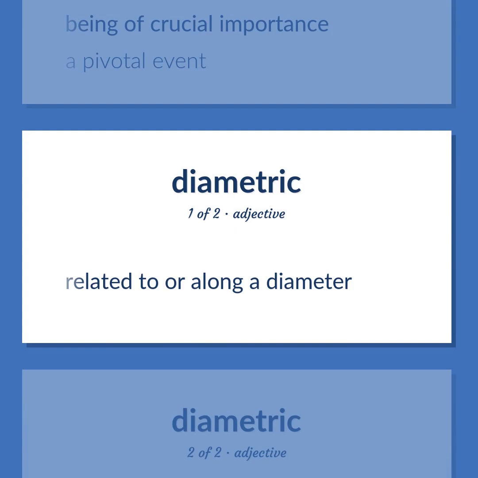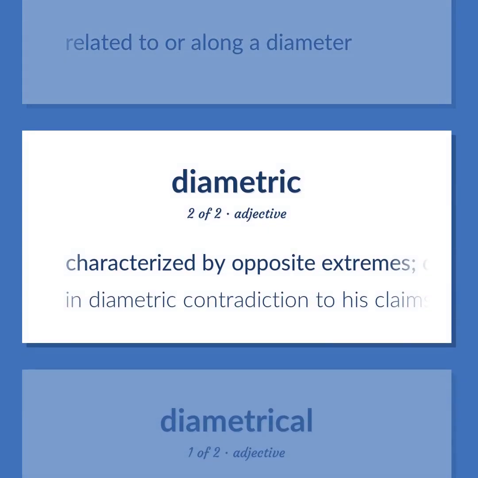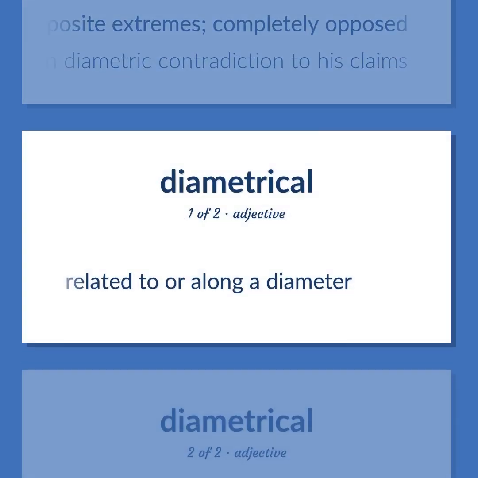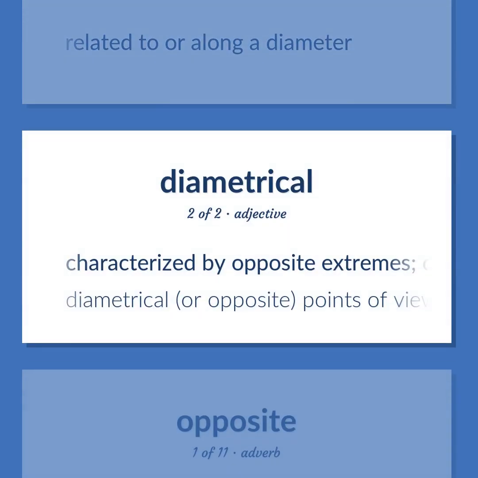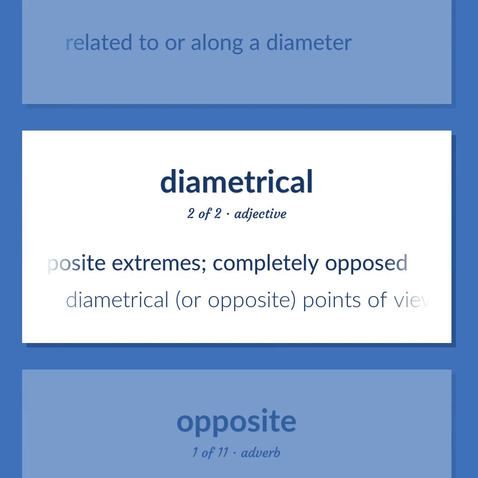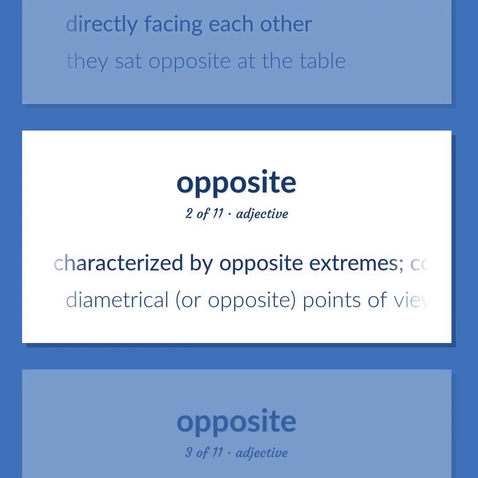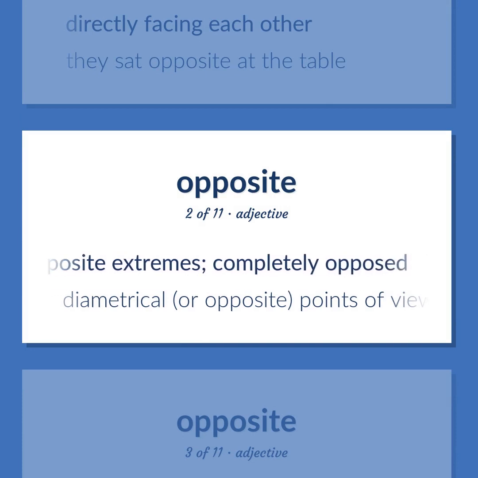Related to or along a diameter. Characterized by opposite extremes, completely opposed. In diametric contradiction to his claims. Related to or along a diameter. Characterized by opposite extremes, completely opposed. Diametrical, or opposite, points of view. Directly facing each other. They sat opposite at the table. Characterized by opposite extremes, completely opposed. Diametrical, or opposite, points of view.